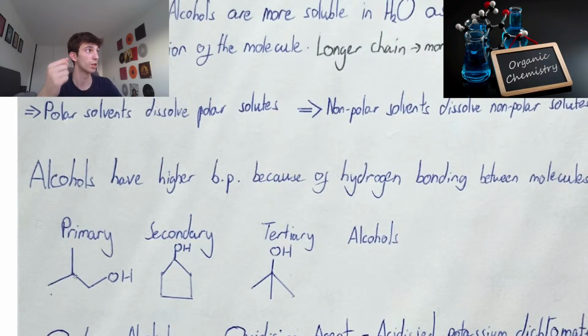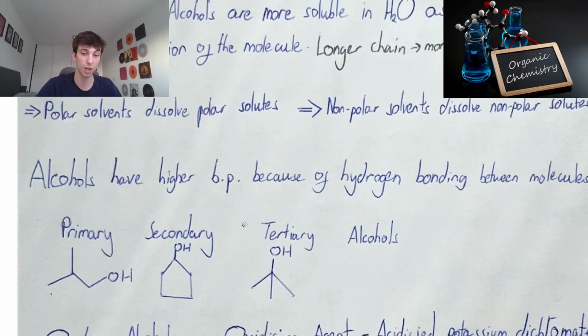Remember, guys, we can oxidize primary and secondary, but we can't oxidize tertiary because we need to get rid of a hydrogen on the adjacent carbon of the oxygen. Because we have three carbons bonded to this carbon, there won't be any adjacent hydrogen to remove. So we're not going to be able to oxidize the tertiary alcohol.